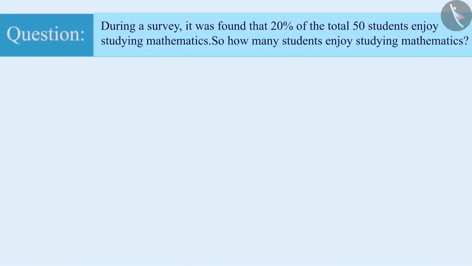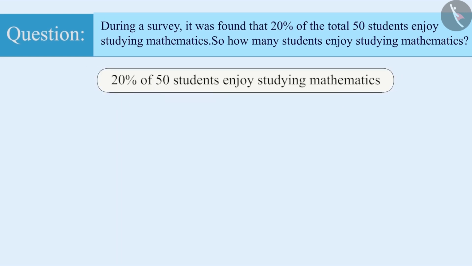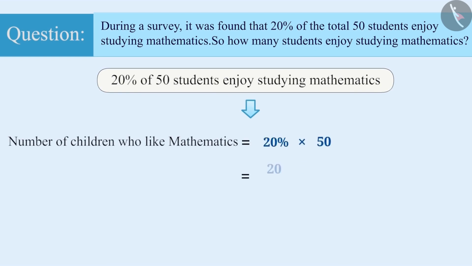Next question. During a survey, it was found that 20% of the total 50 students enjoy studying mathematics. So, how many students enjoy studying mathematics? Many times, students misunderstand percent to be real numbers. Like in this example, they misread 20% of 50 students enjoy studying mathematics as 20 children enjoy studying mathematics. But this is a misunderstanding. Here, 20% of 50 students enjoy studying mathematics, hence the number of students who like mathematics will be 20% into 50, which is equal to 20 by 100 into 50, which is equal to 10. So the correct answer is 10.